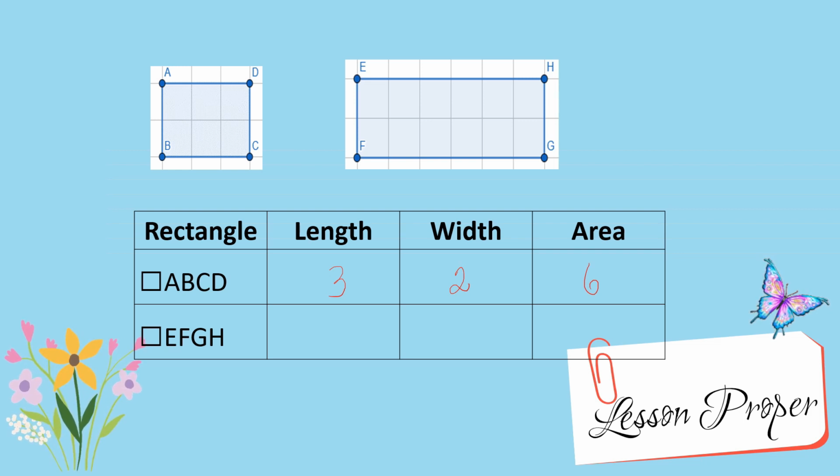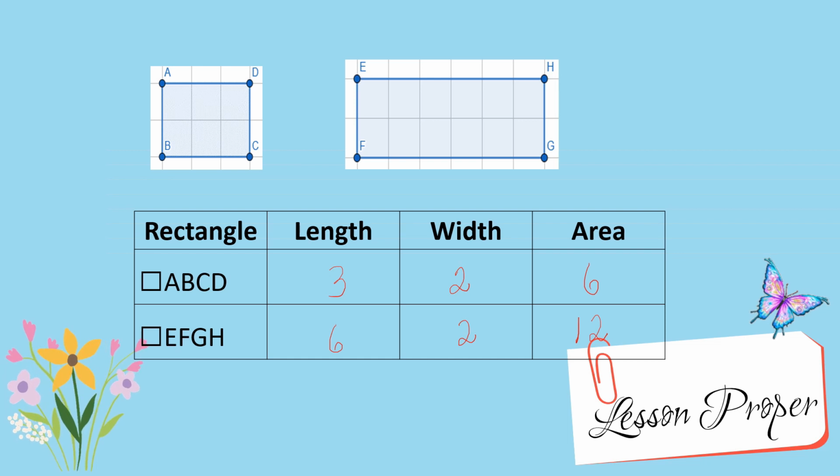For rectangle EFGH, if its length is 6 units and its width is 2 units, then what is its area? By counting, we get 1, 2, 3, up to 12. So the area is 12 square units. We just simply get the area by multiplying the length and the width.